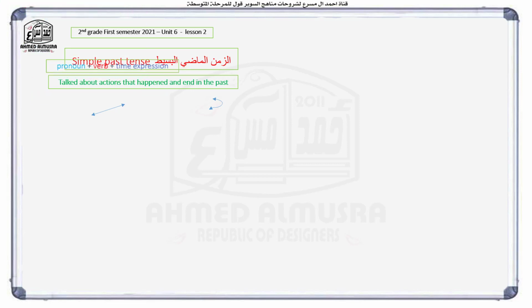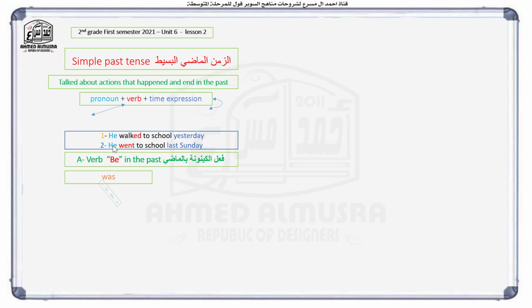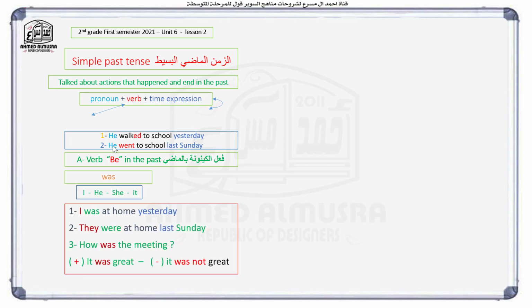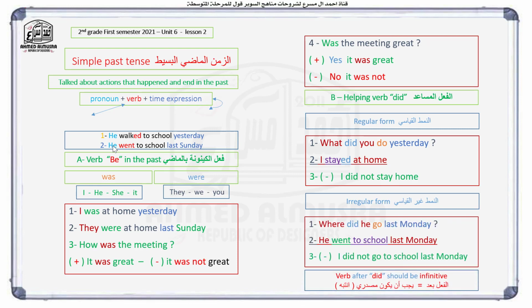It consists of pronoun plus the verb plus time expression. The verb here consists of two items: number one, regular verb, or number two, irregular verb. Look at the two examples. Let me show the whole document. Just wait. Okay, so here the verb is regular and irregular.